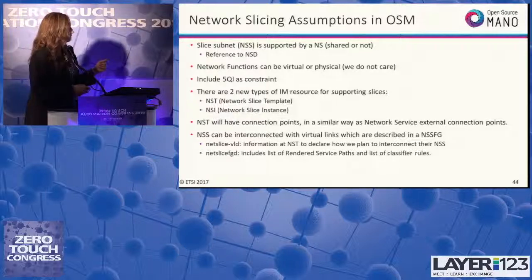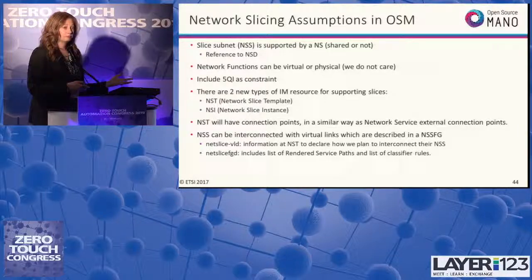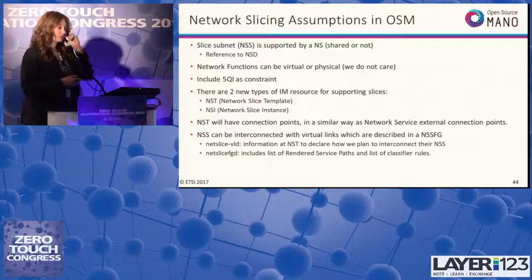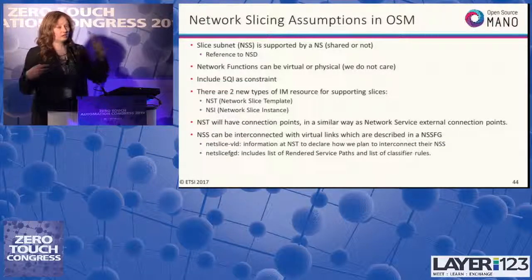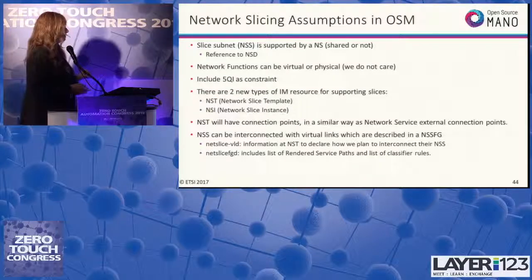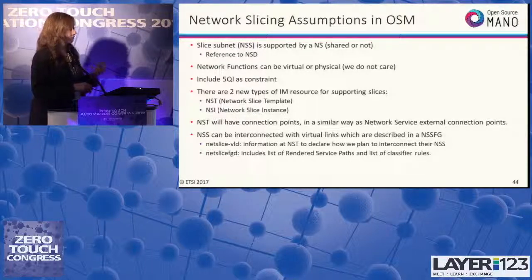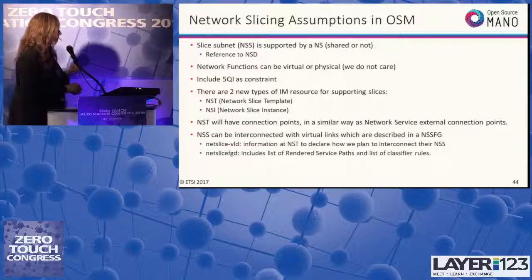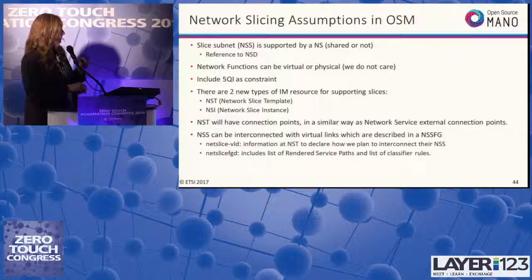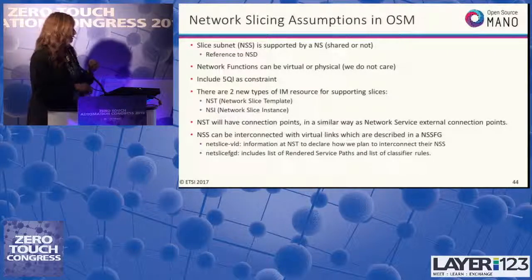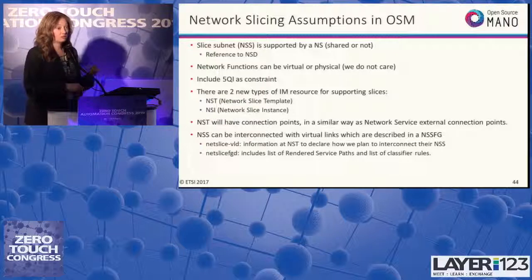Network functions can be physical or virtual, or a combination of both. The actual network service that you're pushing the slice over can traverse a number of different components. We include 5QIs as a constraint. There are two types of information model resource for supporting slices. As I mentioned, we only made minor adjustments to the information model, and that is to include the network slice template and the network slice instance. That's it. Those were the only things we really had to modify in the information model.